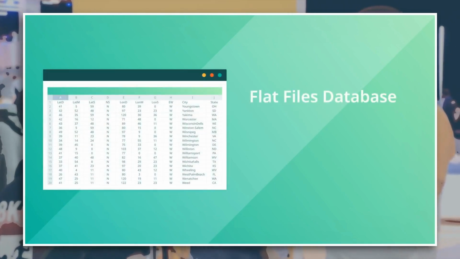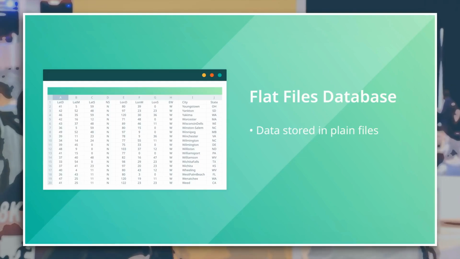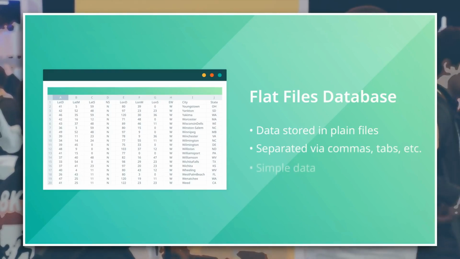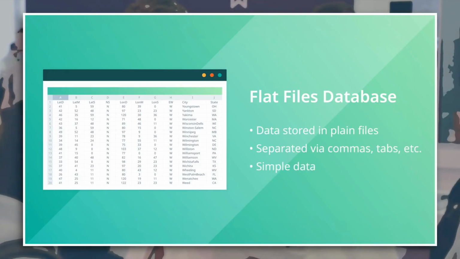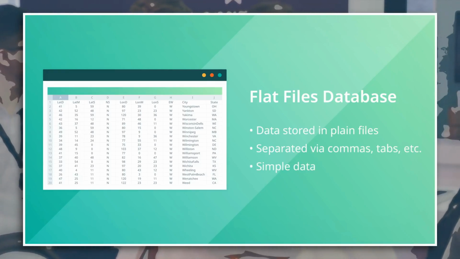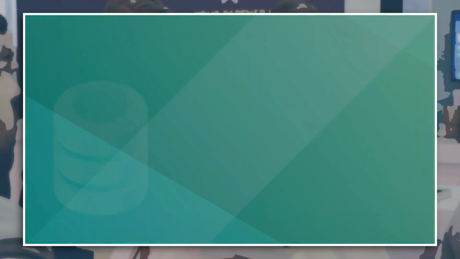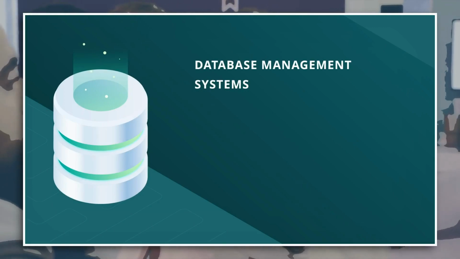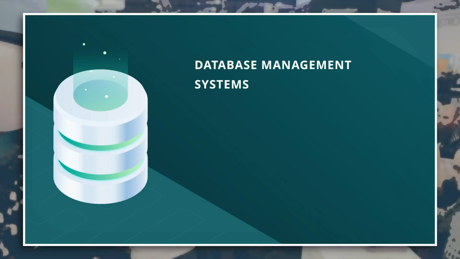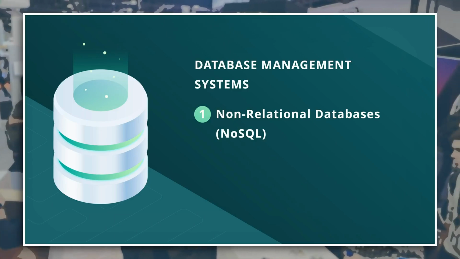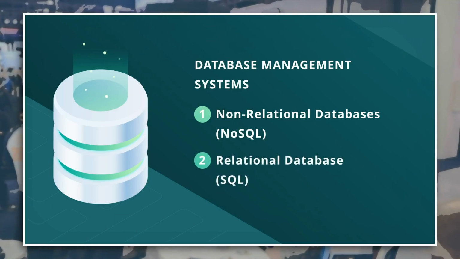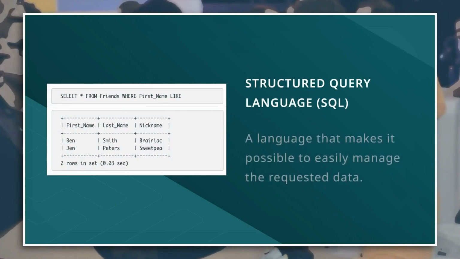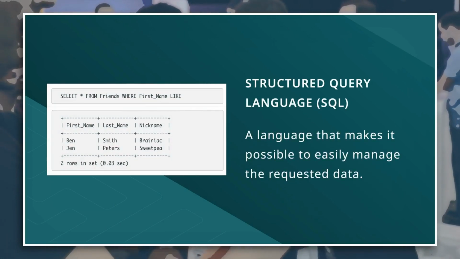Flat files are databases that store data in plain files. Each data record is separated by delimiters, such as commas or tabs, and the benefit of flat files is their simplicity. But when building an application, you often need more flexibility, which is where a database management system comes in. Database management systems are software that handle the storage, retrieval, and updating of data. The common two types are non-relational databases, or NoSQL, and relational databases, which use SQL. And if you don't know, SQL stands for Structured Query Language, which is a language that makes it possible to easily manage the requested data.